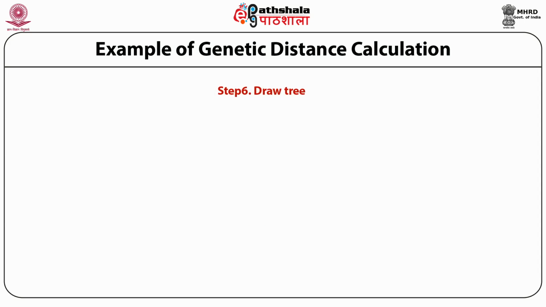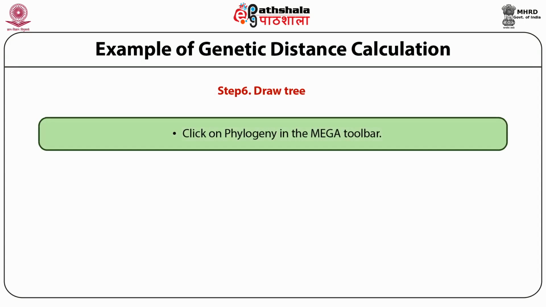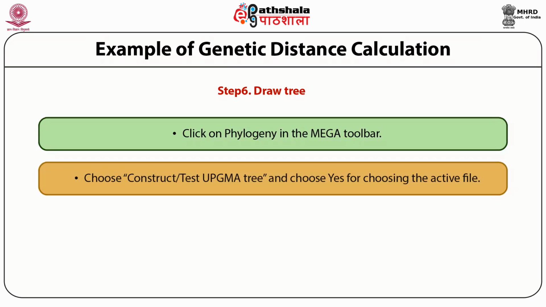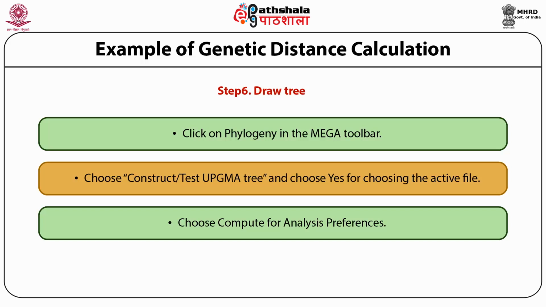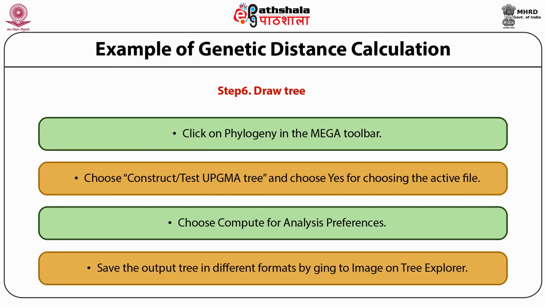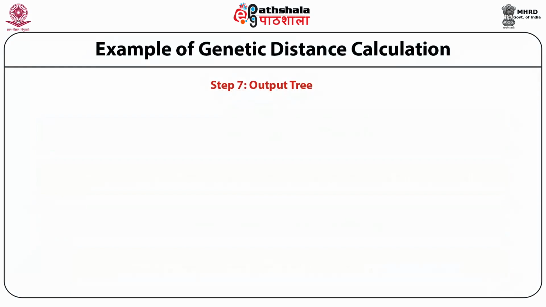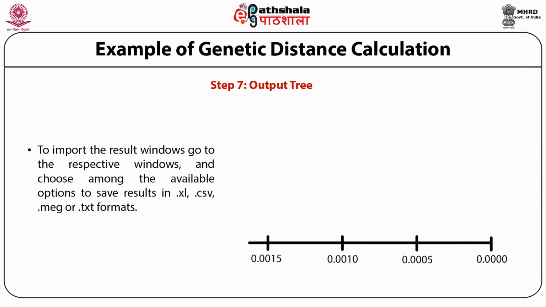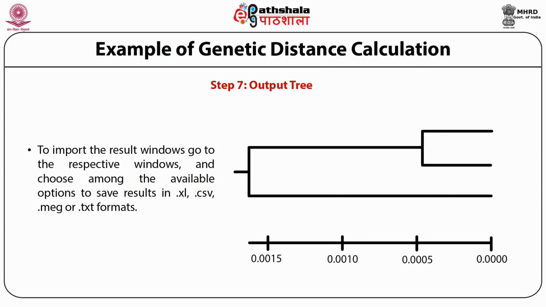Now step 6 is to draw a tree. Click on phylogeny in the MEGA toolbar. Choose construct or test UPGMA tree and choose yes for choosing the active file. Then choose compute for analysis preference and save the output tree in different formats by change to image on Tree Explorer. Step 7. Now to export the result window, go to the respective windows and choose among the available options to save the result in either Excel or CSV or MEG or text formats.